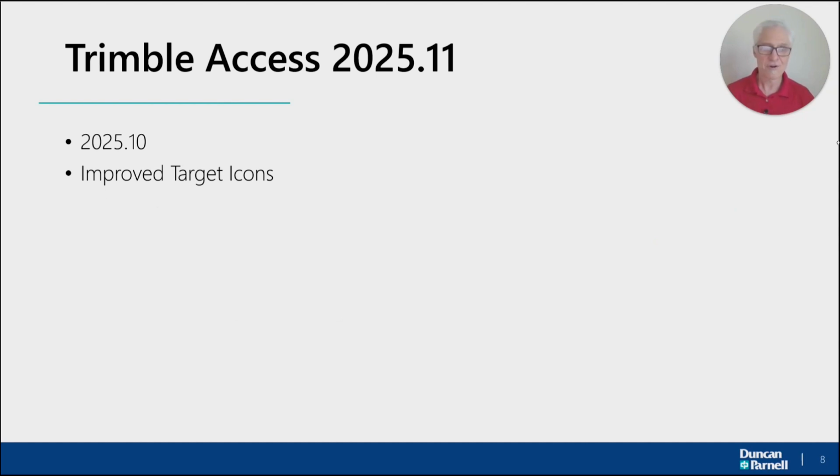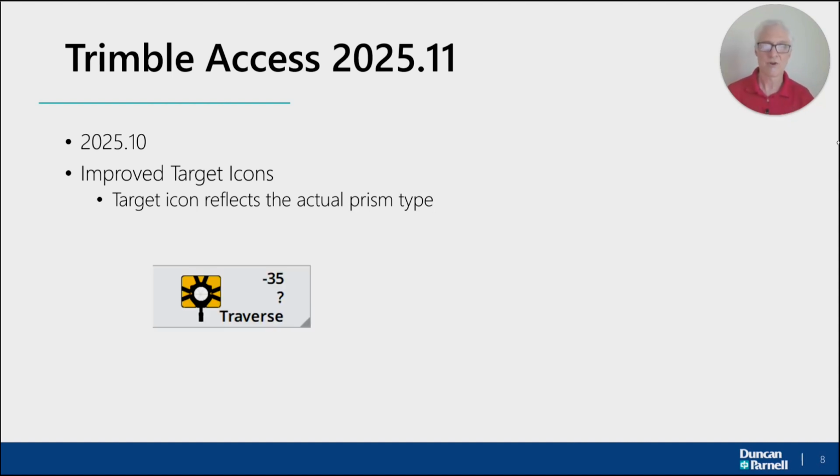And then improved target icons are now available in Access 2025, just to help you visually, when you're running a robot, know what target you have selected. So the target icon now reflects the actual prism type. And here's an example here. This is the Trimble Traverse Prism. When you go in to set up a prism, when you choose your prism type, it's going to put the right graphic on it. You can also name it, like I named this one Traverse, to help you, and it shows you the offset there, so you know the offset that you're measuring, and the question mark for the rod height. I didn't have a rod height in there, but this now gives you a visual indication of your prism.